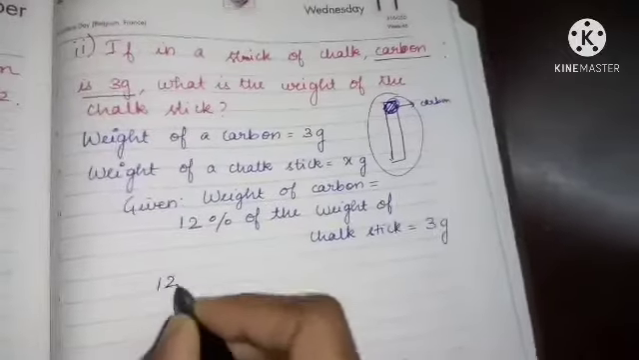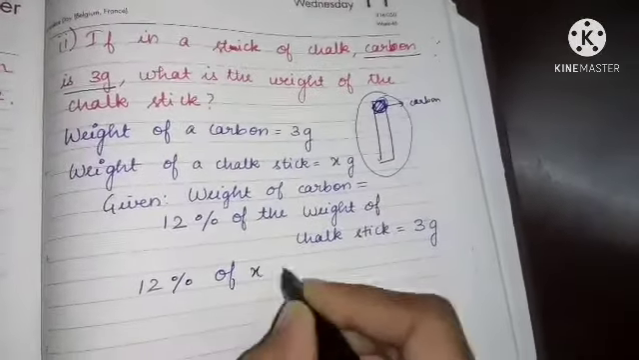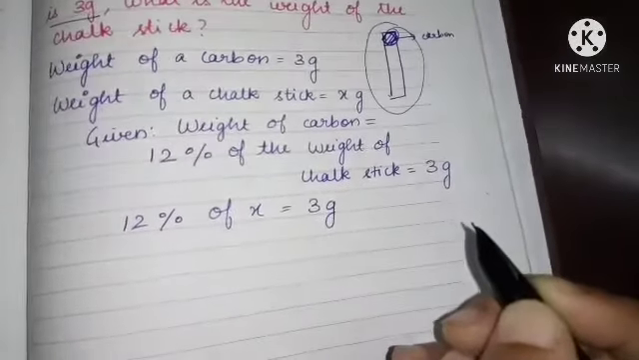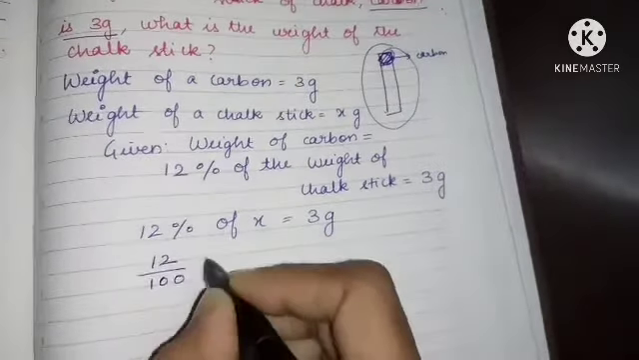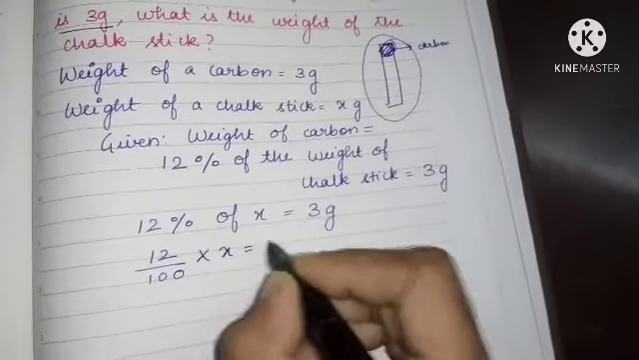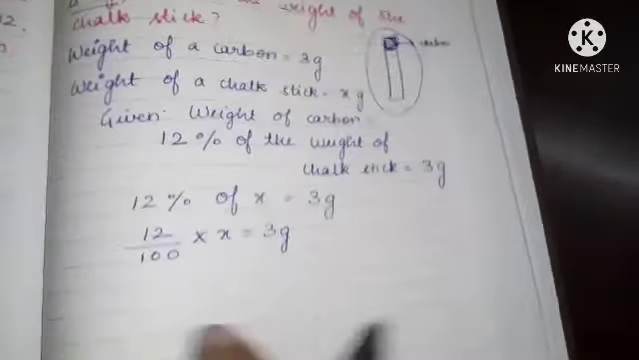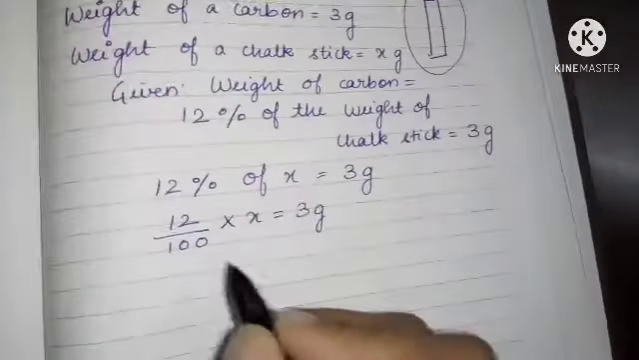12 percentage of weight of chalk stick is what? x. 12 percentage of x is nothing but 3 grams. 12 percentage of x is equal to 3 grams. 12 percentage is what? 12 by 100. Of means multiplication. x is equal to 3 grams. Or 3 you can write it, no problem. Okay, 12 by 100 into x is equal to 3 grams. We can cancel this 12 by 100.